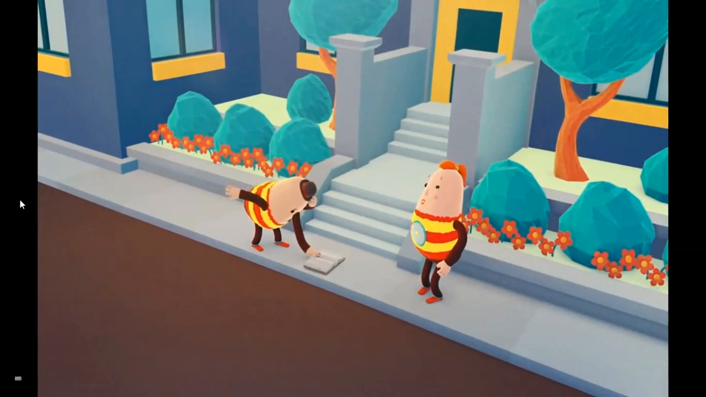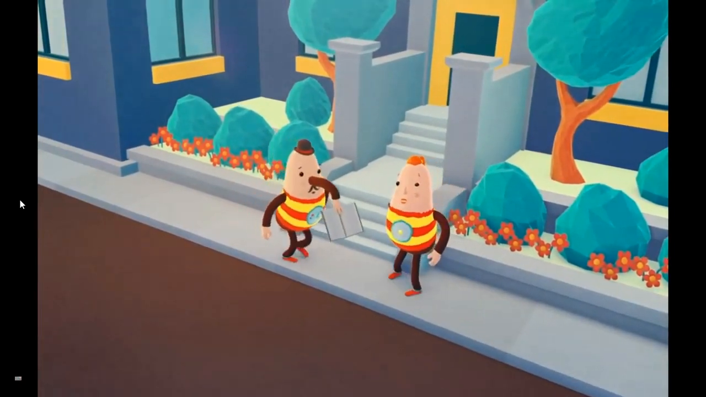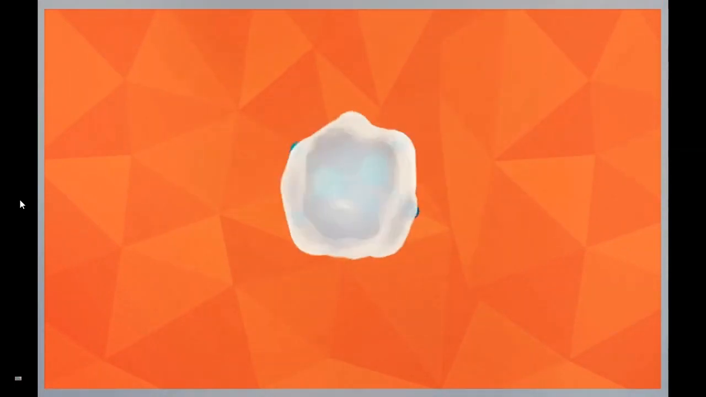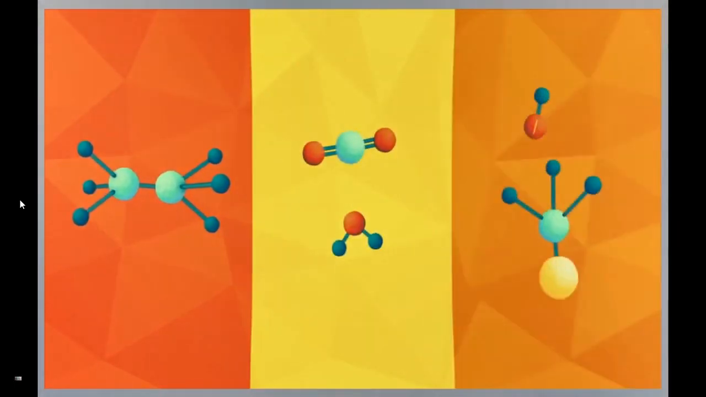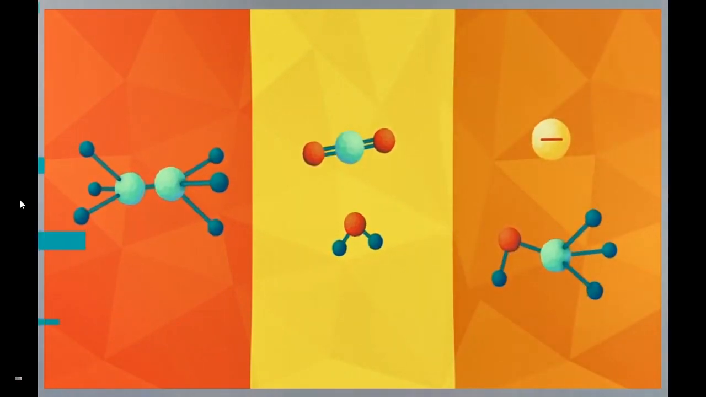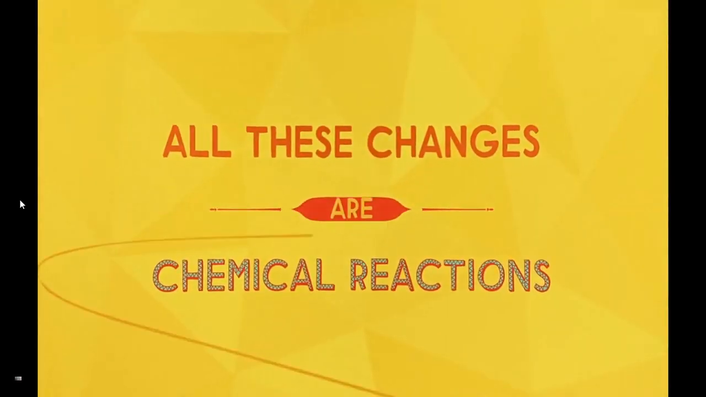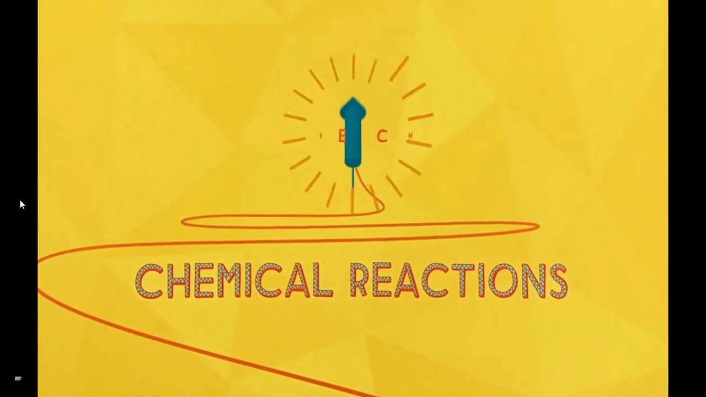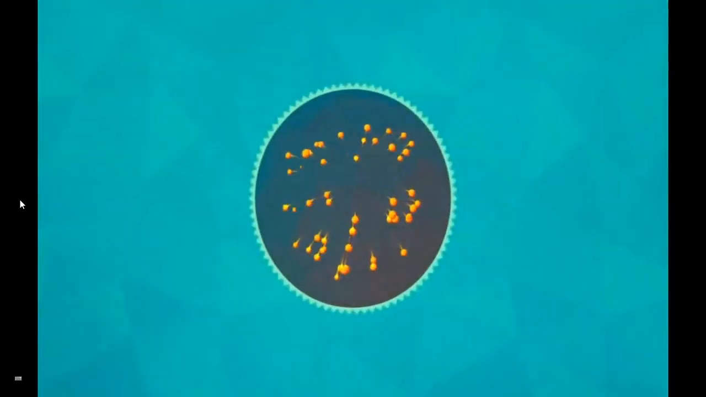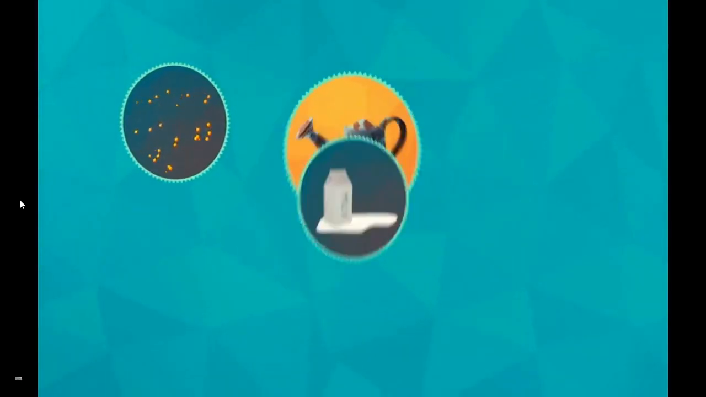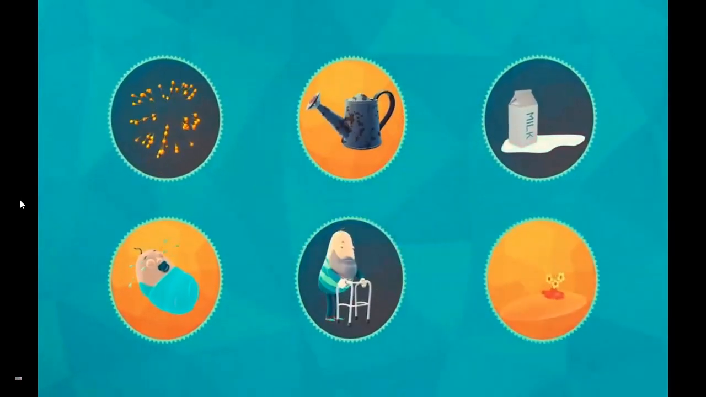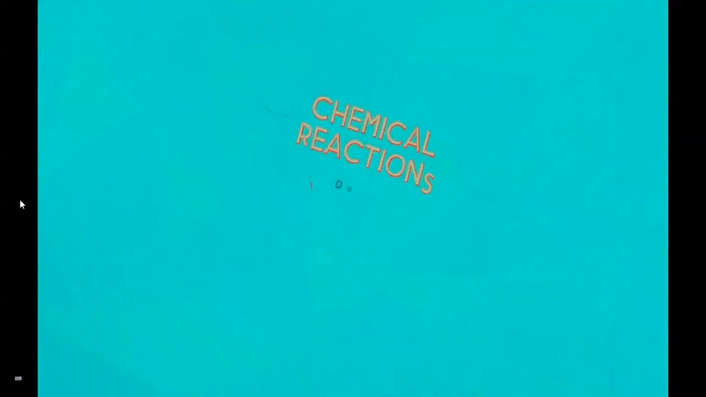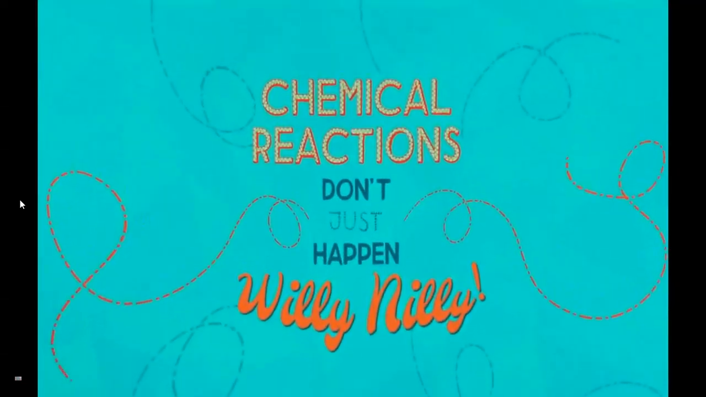Now that sounds really weird, but it's similar to one of the many ways that molecules can react with each other. Two molecules can join and become one. One can split apart and become two. Molecules can switch parts. All these changes are chemical reactions, and we can see them happening around us. For example, when fireworks explode, or iron rusts, or milk goes bad, or people are born, grow old, die, and then decompose. But chemical reactions don't just happen willy-nilly.